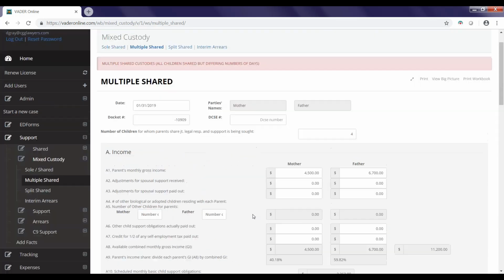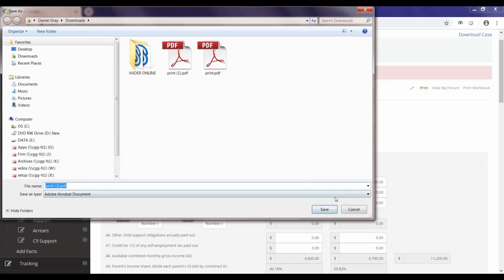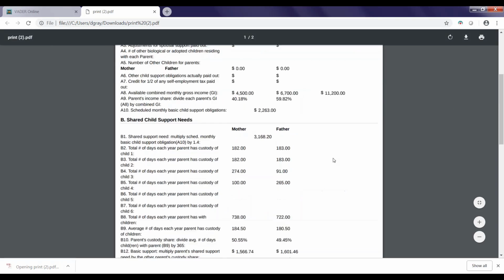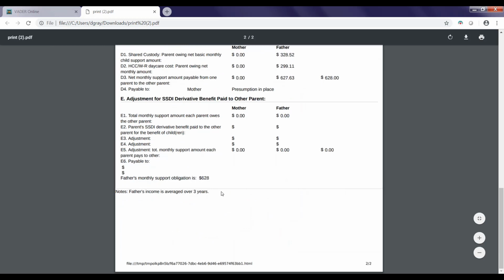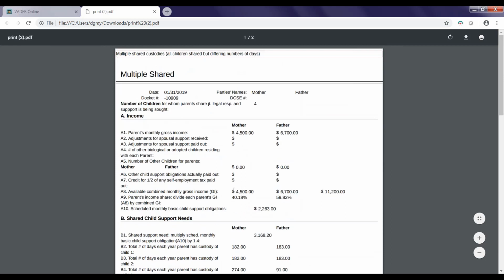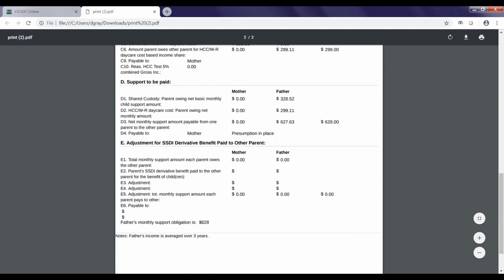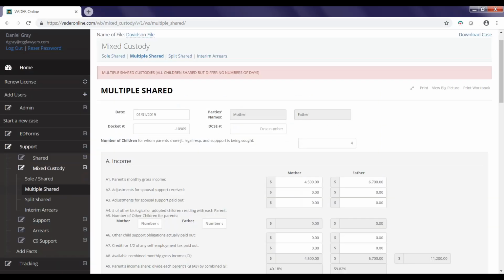And when I go to print out this worksheet, those notes will appear, any notes will appear at the bottom. Father's income is averaged over 3 years. And you can see that this is a two-page worksheet. It is a complex formula. There is a method, there is an order of operation, and in order to show all of those different calculations, it had to fit on two different sheets. Okay, that's the multiple shared scenario.